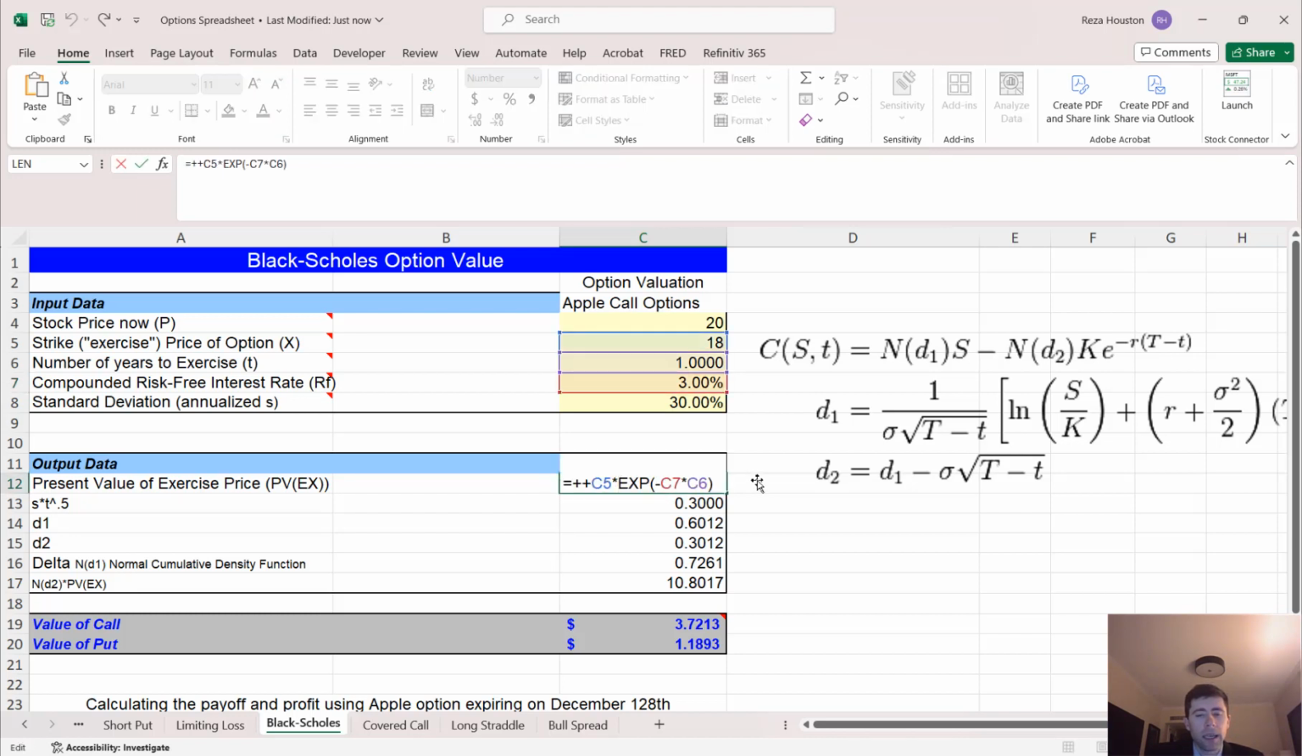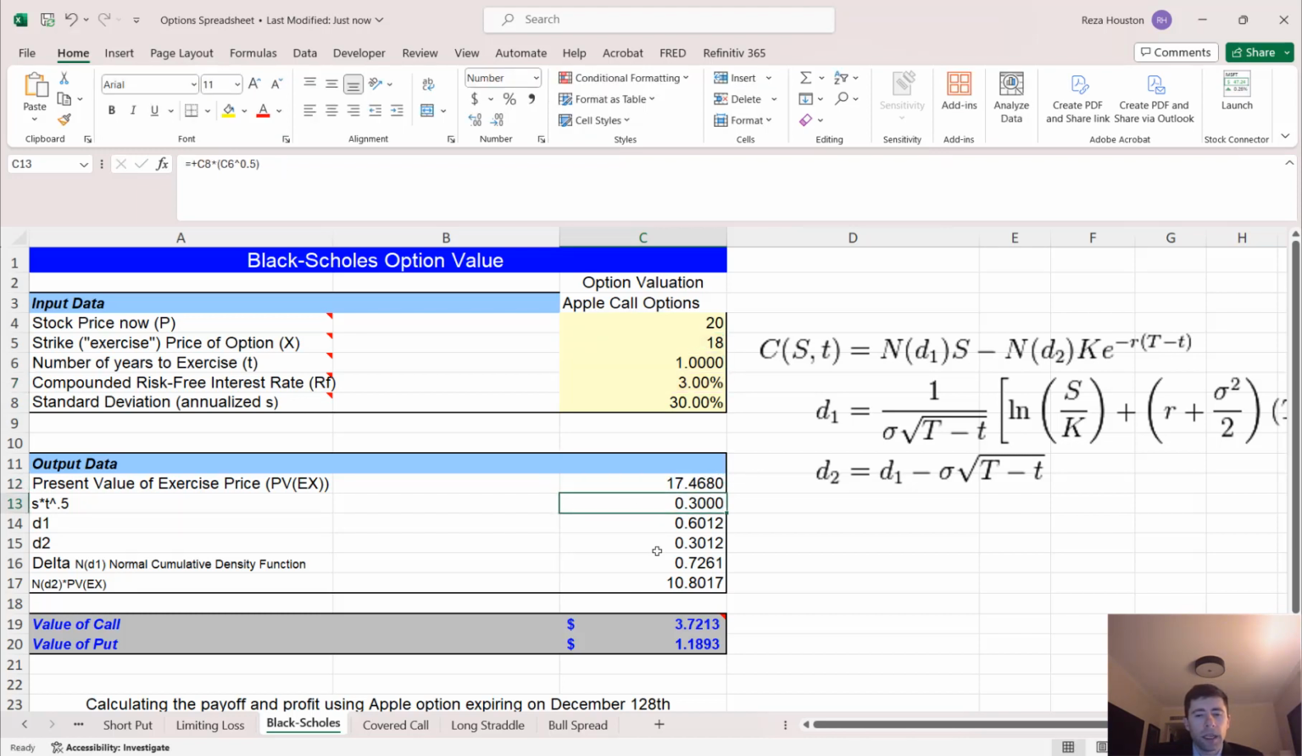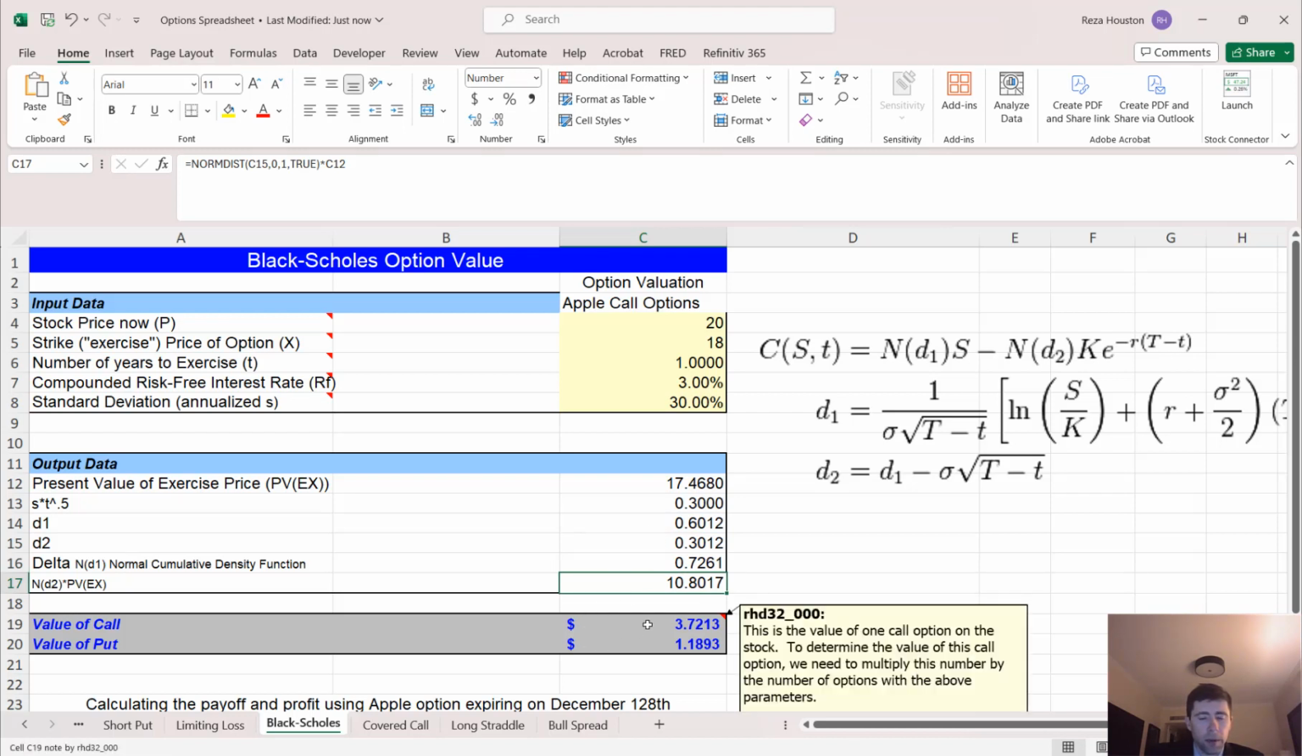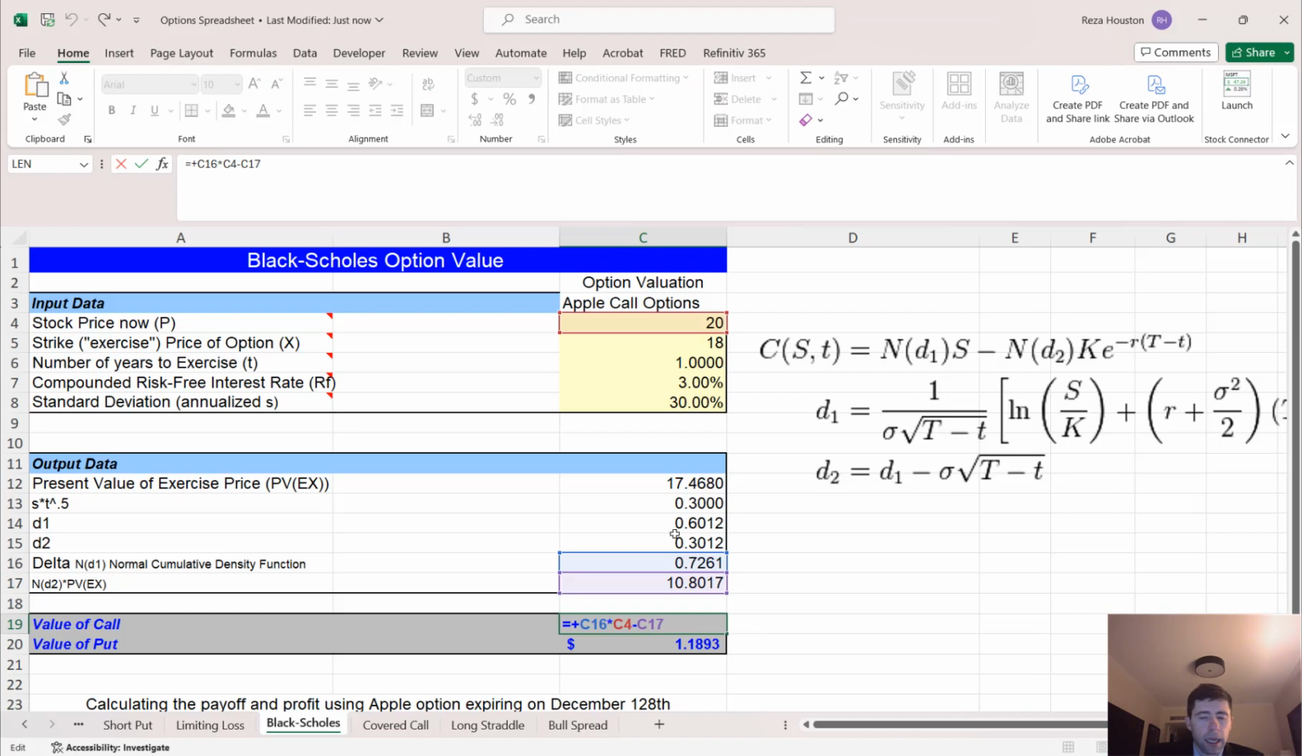What this does is it calculates all of the different components that we have here. So, we have our normal distribution, and then it spits out both of these normal distributions. And what we get is essentially the value of the call option. We're just literally plugging in values for S, K, R, T minus t, and sigma.